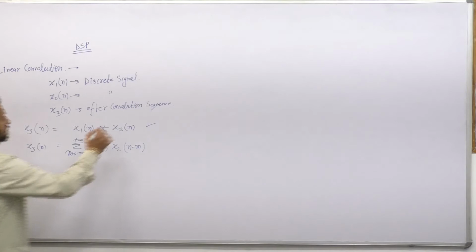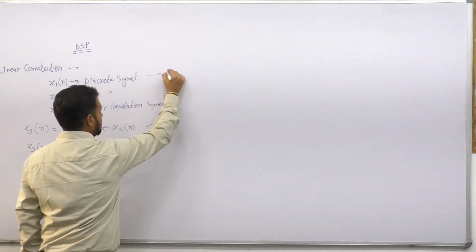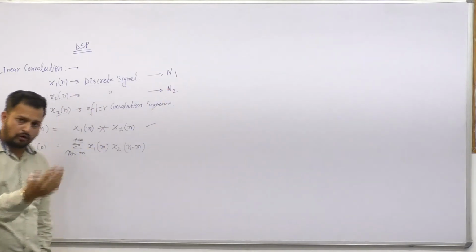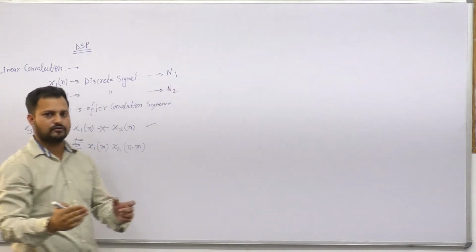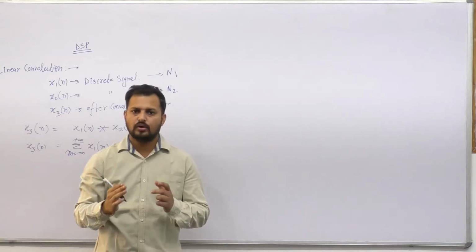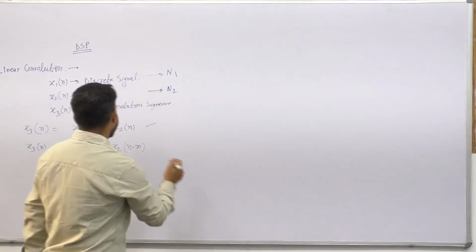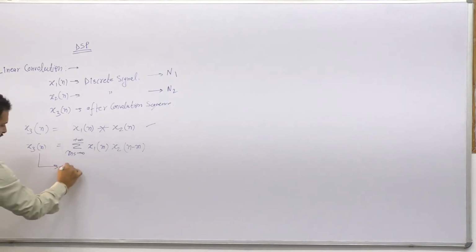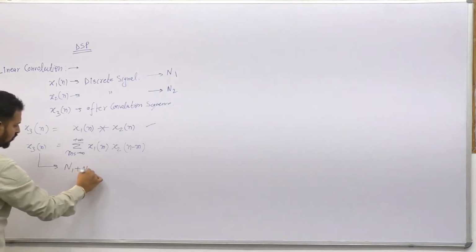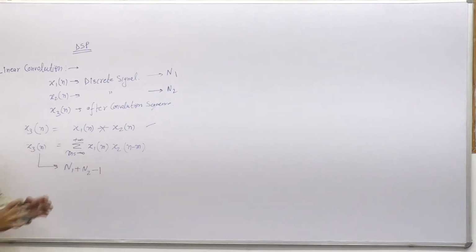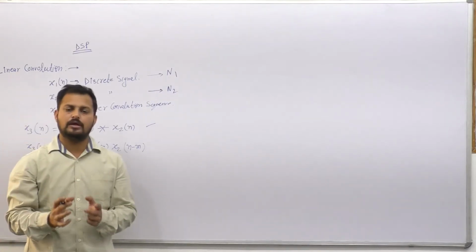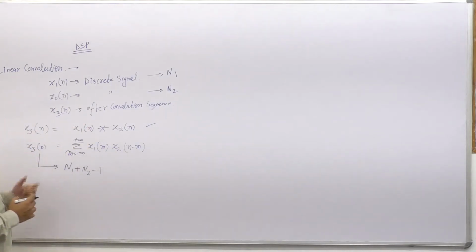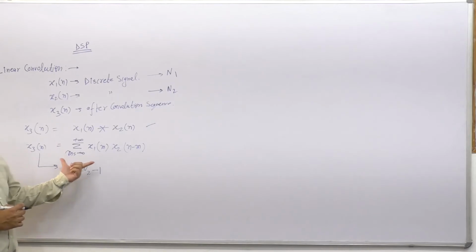If we say this has length n1 and the next has length n2, how many points will the linear convolution have? This is what we are going to discuss. The signal x3(n) is going to have n1 plus n2 minus 1 points. These are the number of discrete points available in the convolved signal.